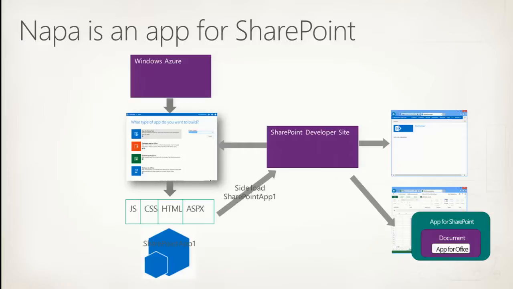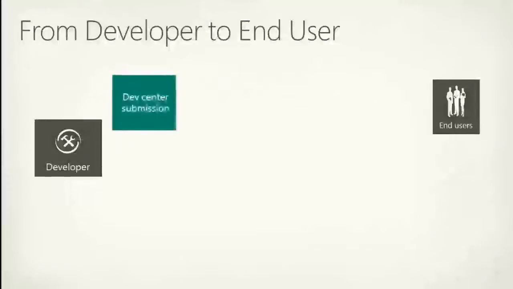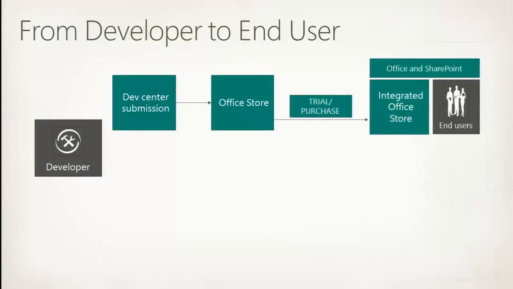With that, let's now talk about publishing. So you've built some apps, you're a developer, and you want to get them out to your end user. And there are two ways that you can actually do this. The first, you're all going to be familiar with if you've built any app for any store, including Windows 8, Windows Phone 8, and now the Office and SharePoint stores, which is you submit your app to some kind of dev center. It gets onto the Office store.